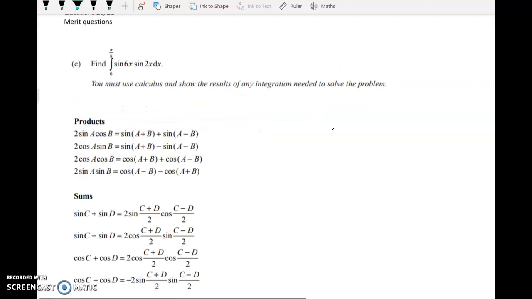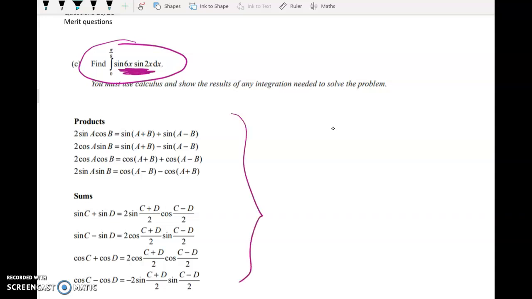Then we've got question 2, and question 2c is to find this definite integral. So this is a trig product. Massive hint for you. If you go to your formula sheet, hopefully you realize that this is problematic to integrate straight away. So we're going to want to use something from down here, and that's going to make it a pretty easy thing to work with.